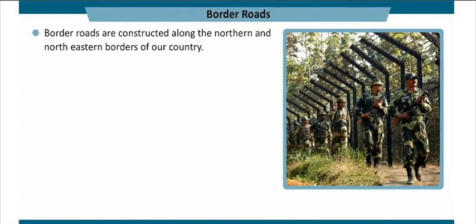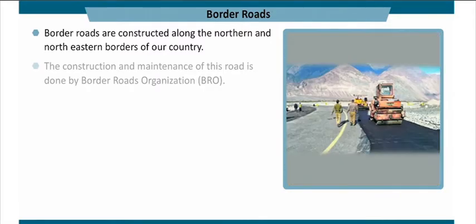Border roads. Border roads are constructed along the northern and northeastern borders of our country. The construction and maintenance of this road is done by the Border Roads Organization (BRO). The Border Roads Organization was set up in 1960. BRO is seen as a symbol of nation building, national integration and an inseparable component in maintaining the security of our country. It has constructed 46,780 km of roads in difficult terrain.